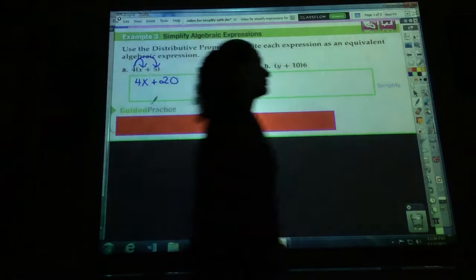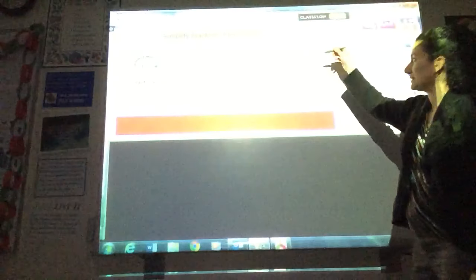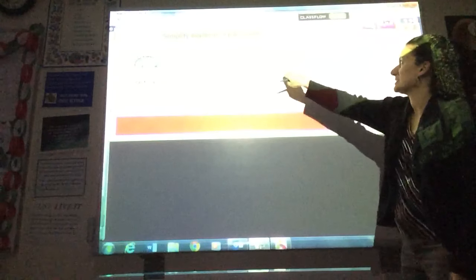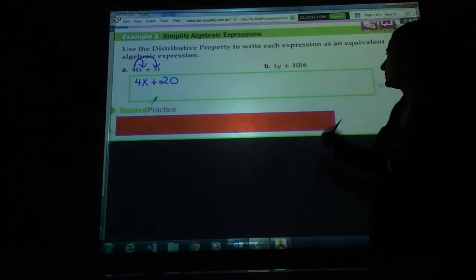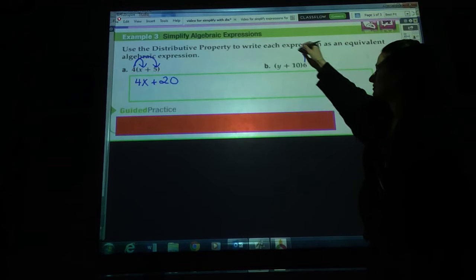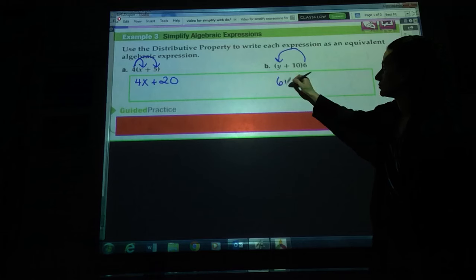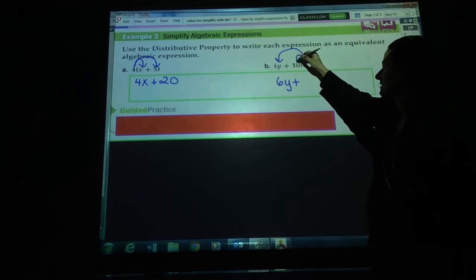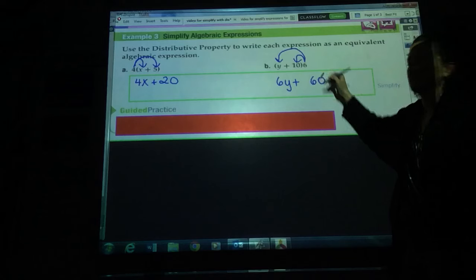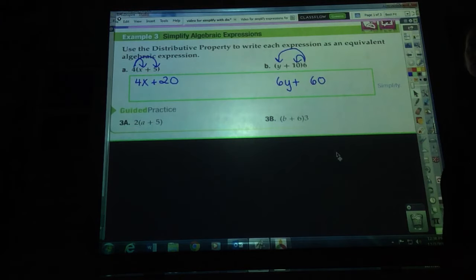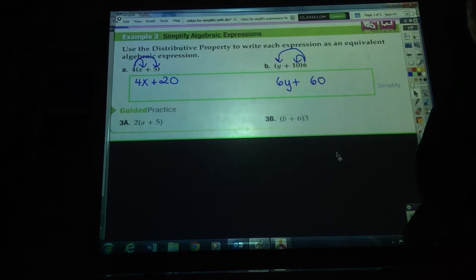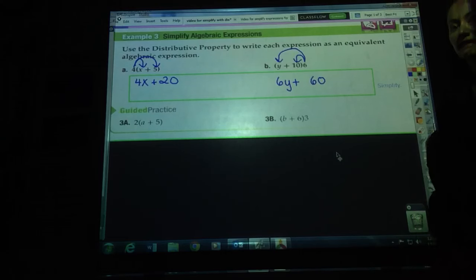That's why it's called simplifying. Take a look at this example. It's exactly the same except the number outside the parentheses is at the back, at the end. I'm still going to follow the same process. I'm going to do 6 times y, which is 6y, plus 6 times 10, which is 60. Again, I'm simplifying the expression. I want you to now pause the video and try these two problems on your note sheet. Unpause it when you're finished and we'll check your answers.